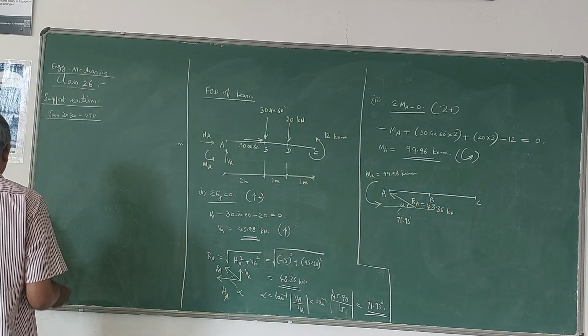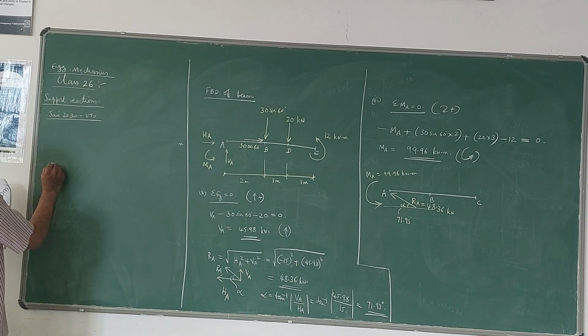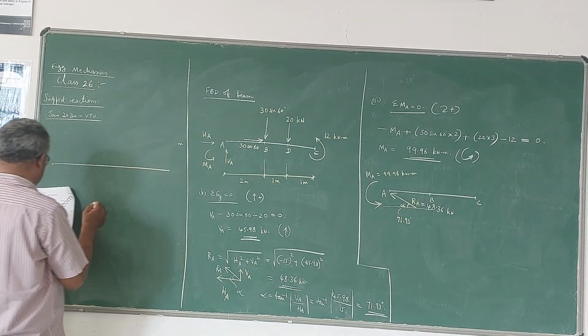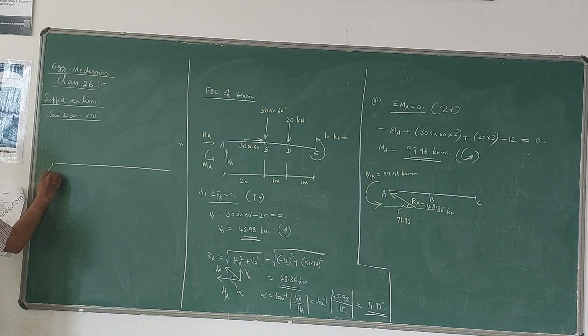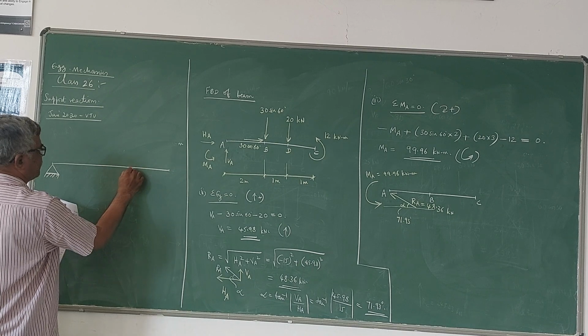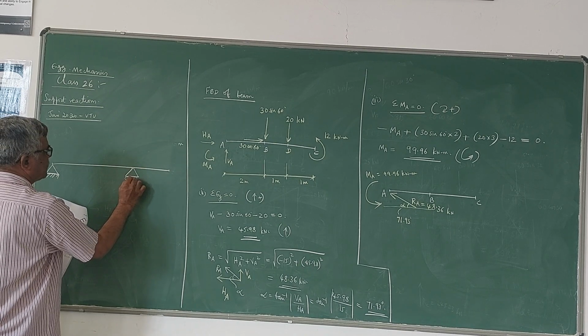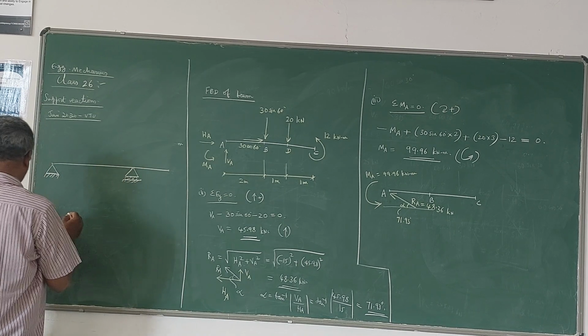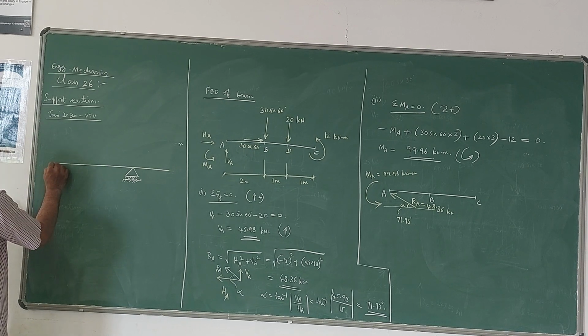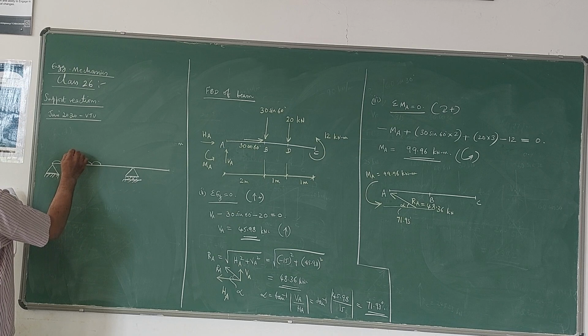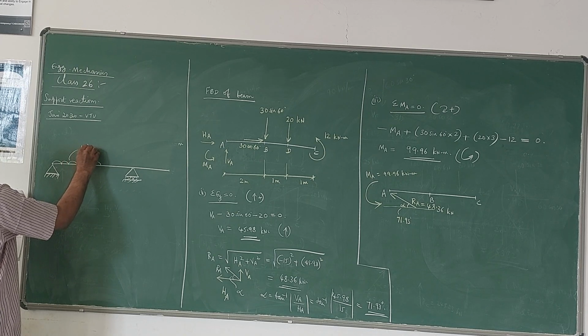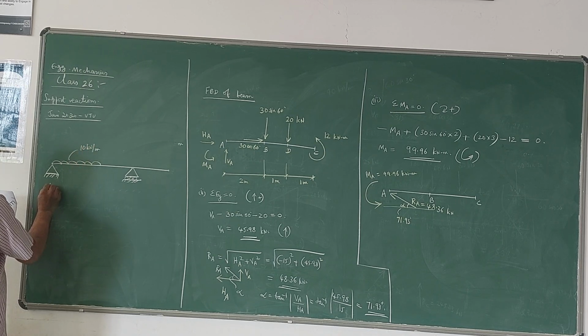This is an overhanging beam, something like this. So you have a hinge support here and a roller support here. Hinge and roller. It is subjected to a UDL over a length of 4 meters. This UDL is 10 kilonewton per meter, the intensity is given, over a length of 4 meters.